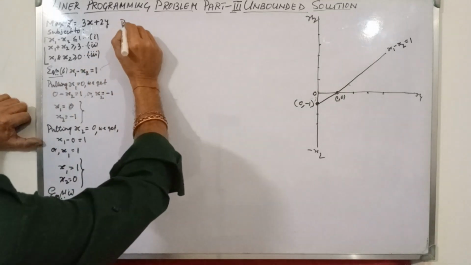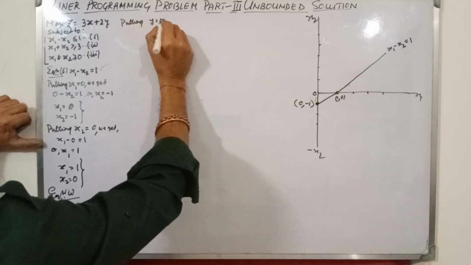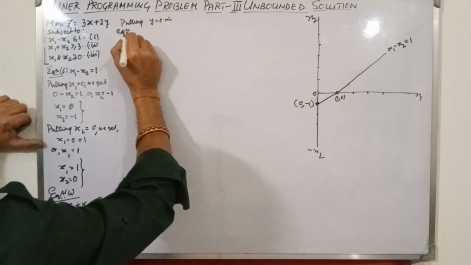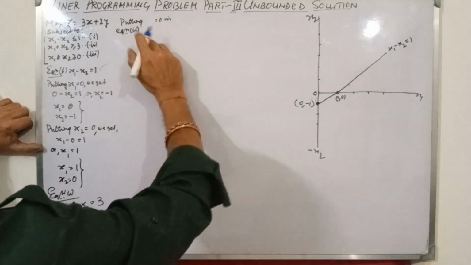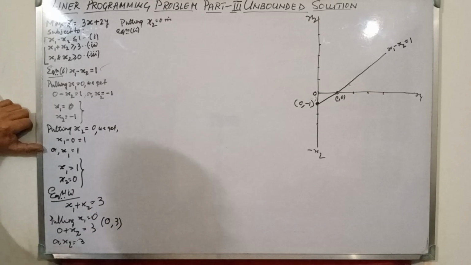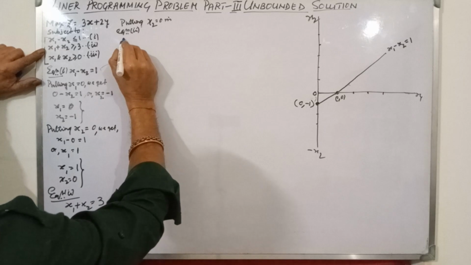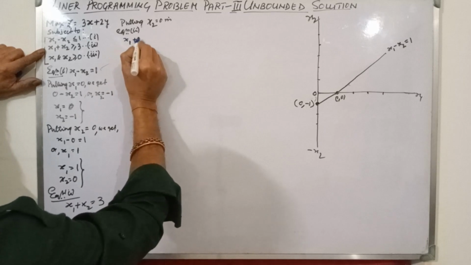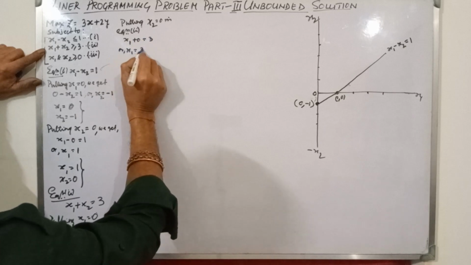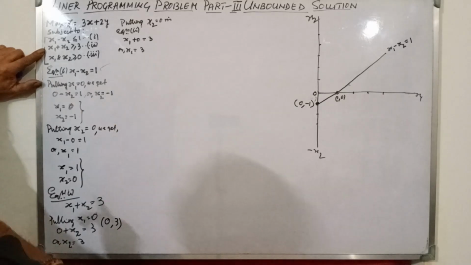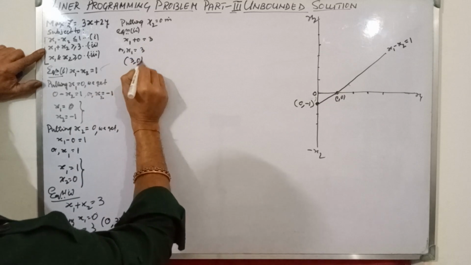Now putting x2 equals 0 in equation 2. Instead of y, it is x2. So putting x2 equals 0 in equation 2, we get x1 plus 0 equals 3, or x1 equals 3. So we get another set of values as 3, 0.